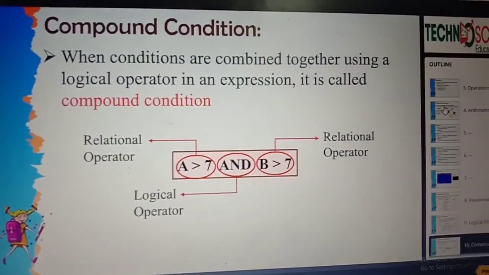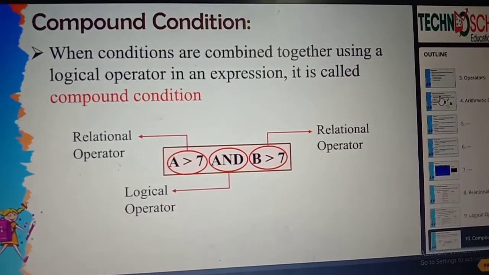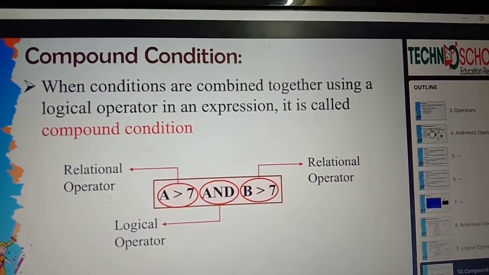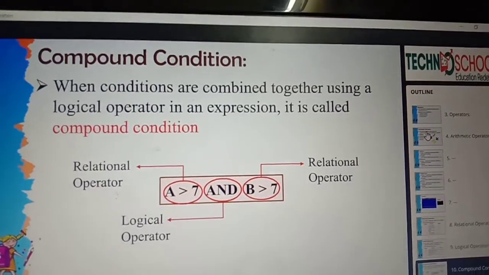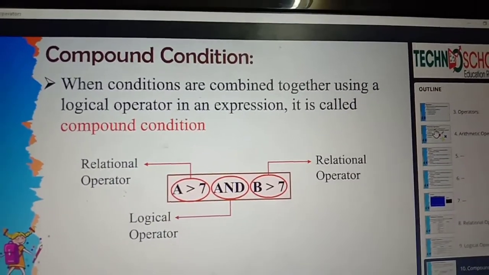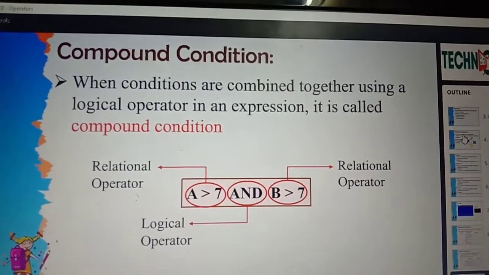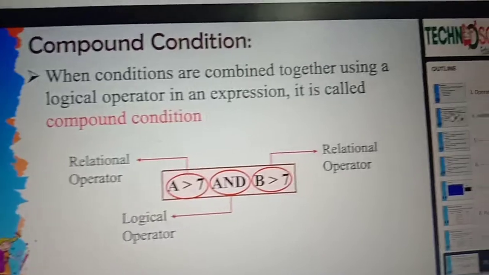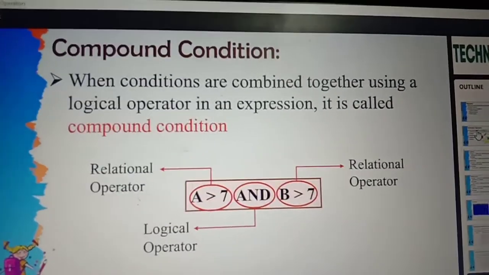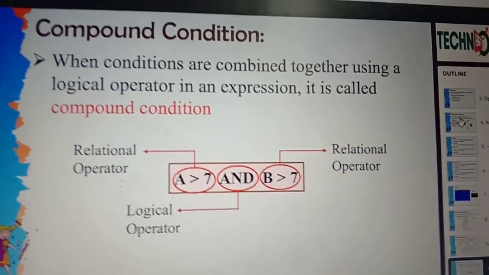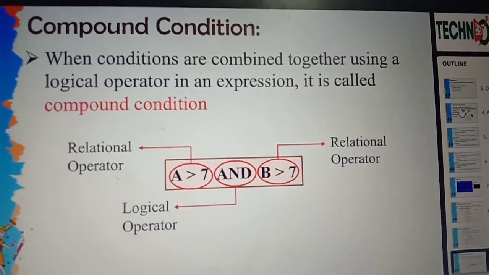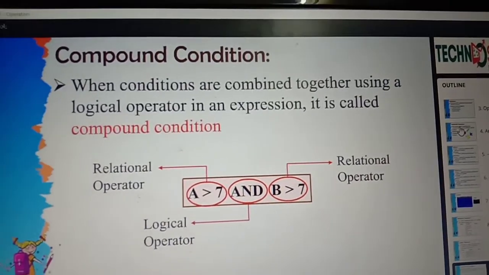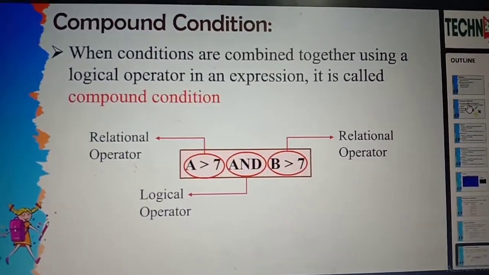Next, we are going to learn about a compound condition, when conditions are combined together. When relational and logical operators are combined, using a logical operator in an expression, it is called a compound condition. So, there they will use two conditions. They will be combined by using a logical operator. So, those conditions are called a compound condition.